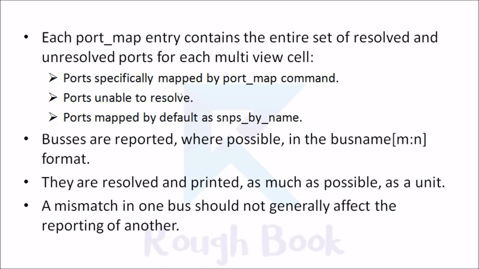Next, each port map entry contains the entire set of resolved and unresolved ports for each multi-view cell. These include ports specifically mapped by the port map command, ports unable to resolve, and ports mapped by default as snps_by_name. Buses are reported where possible in the bus name ms2n format. They are resolved and printed as much as possible as a unit. A mismatch in one bus should not generally affect the reporting of another.